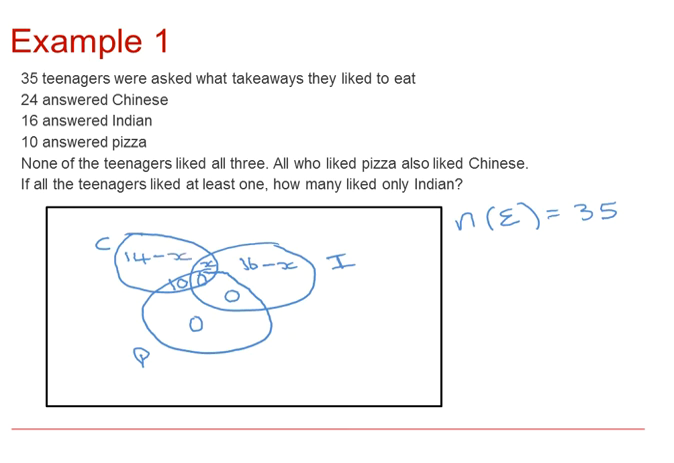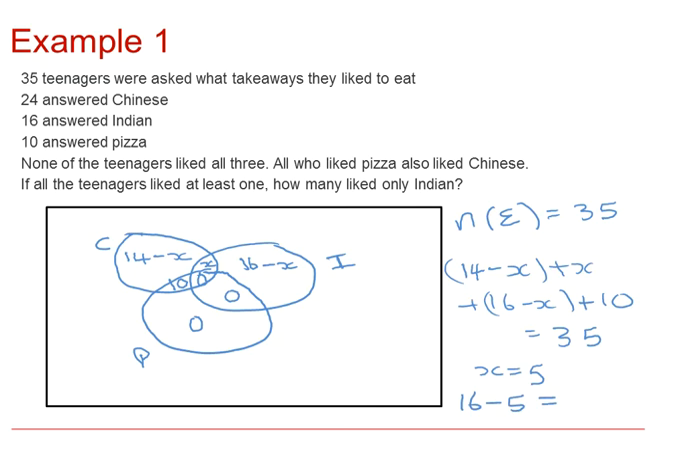In order to solve for x, we know that 14 minus x plus x plus the 16 minus x plus the 10 must equal 35. If we take away the brackets and sort all of that out, we will come to the fact that x equals 5. Thus we can see that the number that only liked Indian is 16 minus 5, or in other words, 11.